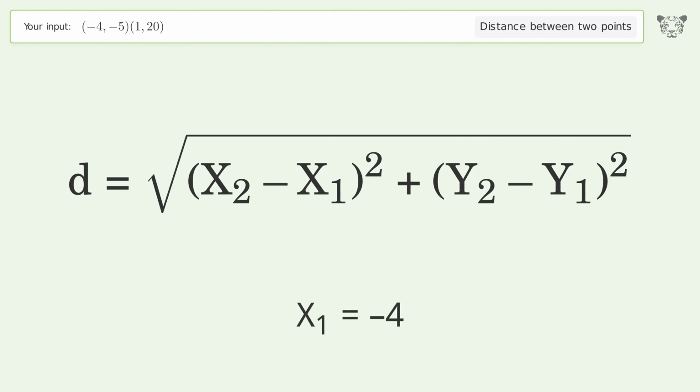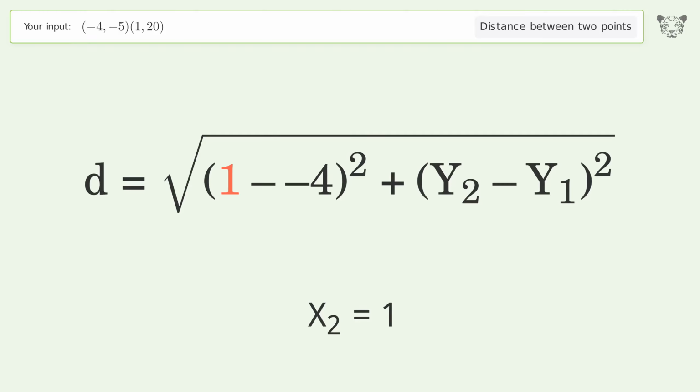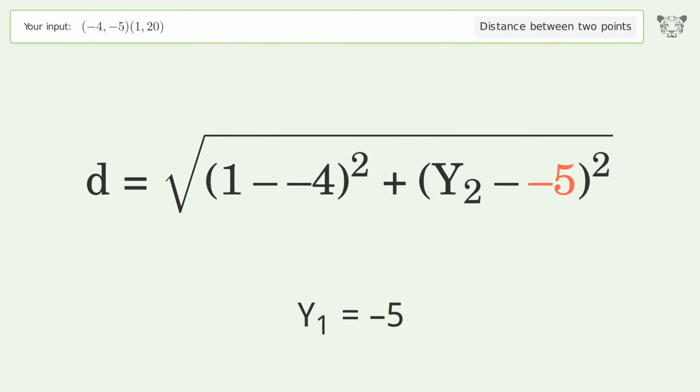x1 equals -4. x2 equals 1. y1 equals -5. y2 equals 20.